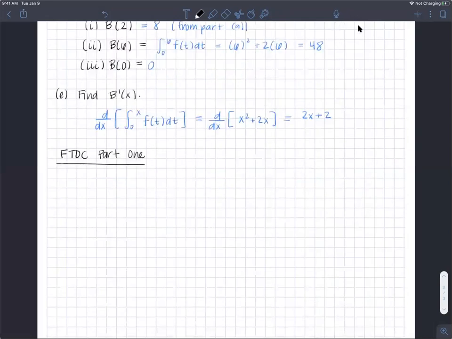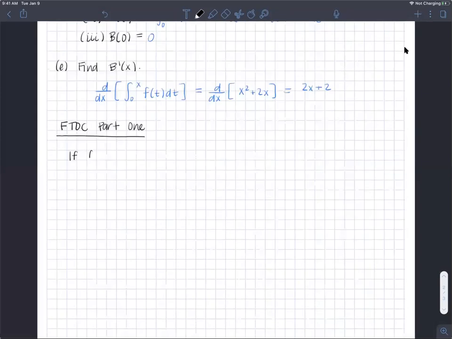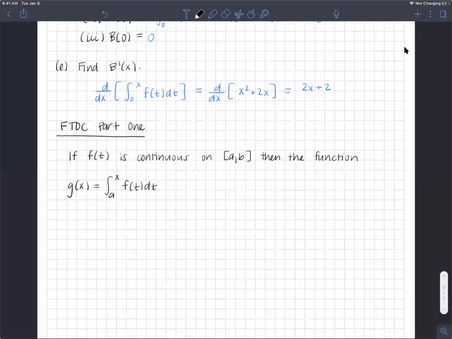All right, the first part of the fundamental theorem of calculus says that if f of t is continuous on the closed interval from a to b, then the function g of x, which we're going to let equal the integral from a to x of f of t dt, is also continuous on that same interval.